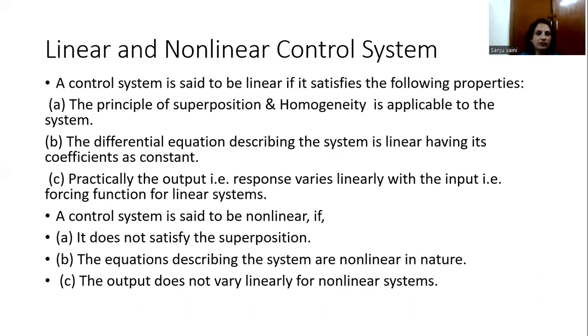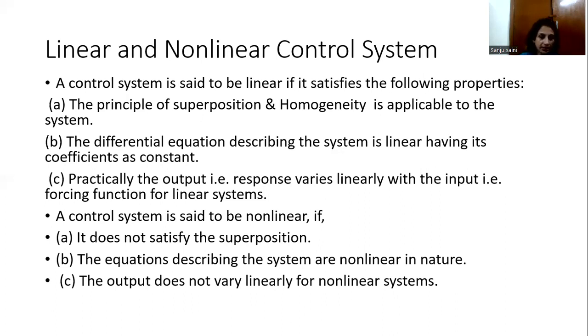This linearity can also be specified in terms of the differential equation. In case the differential equation describing the system is such that whatever coefficients they are having, they are constant, then the control system is said to be the linear control system. And moreover, in case you are having the linear relationship between input and output, then we'll say that the system is the linear control system.